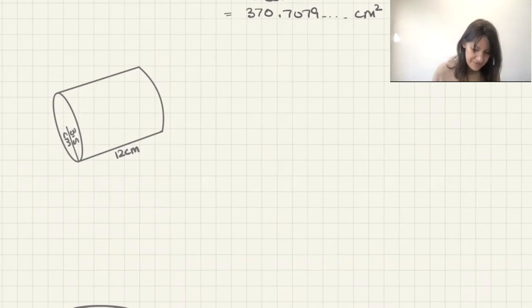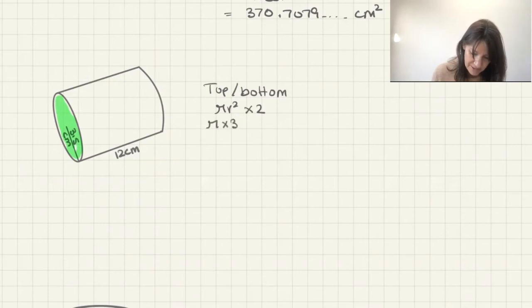Okay, so surface area then. Top and the bottom is going to be pi r squared, and obviously doubled because I want 2 of them. I've been given the radius this time. So there's my circle. The radius is clearly given to me, which is quite nice. So I've got pi times 3.5 squared times 2, which comes out at 24.5 pi.